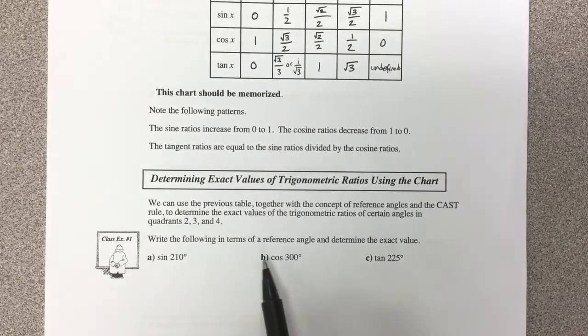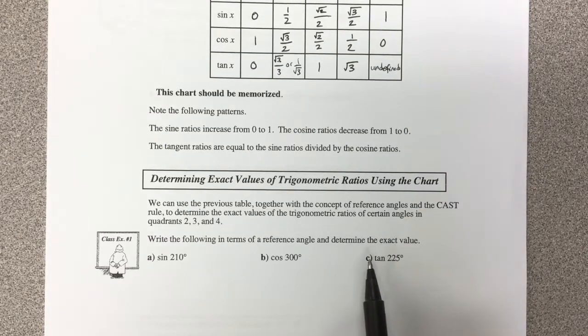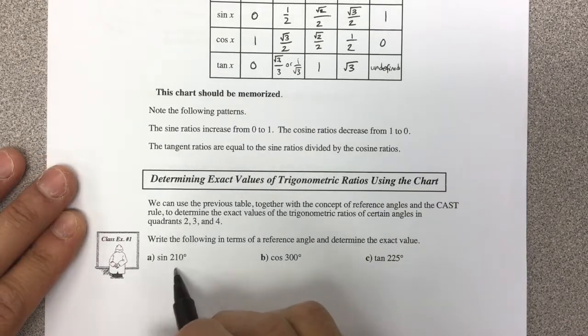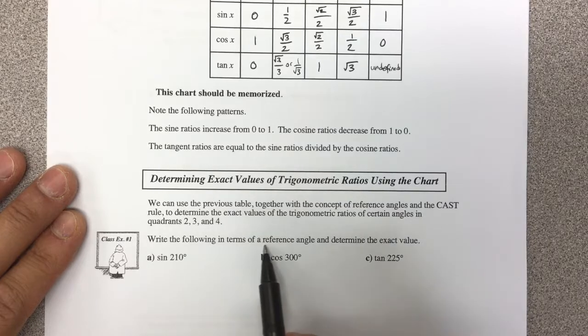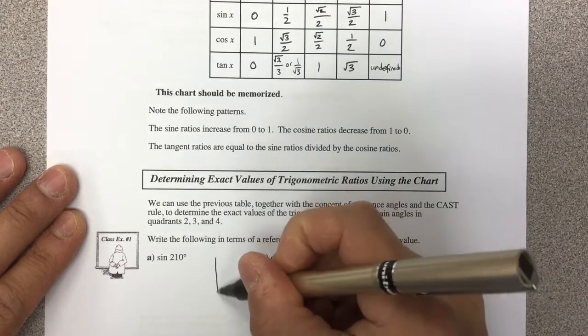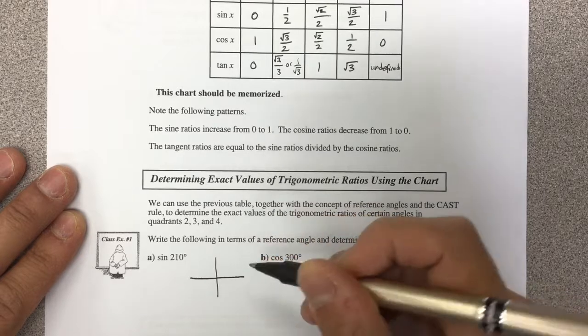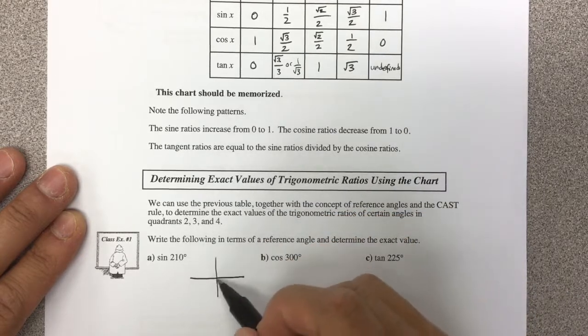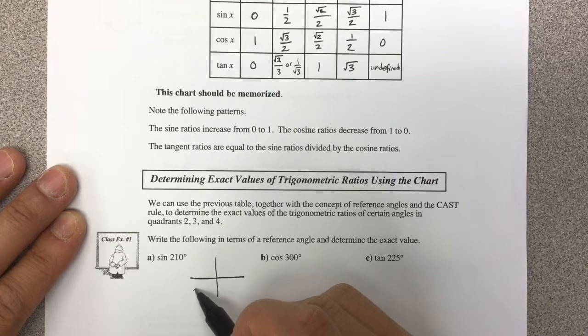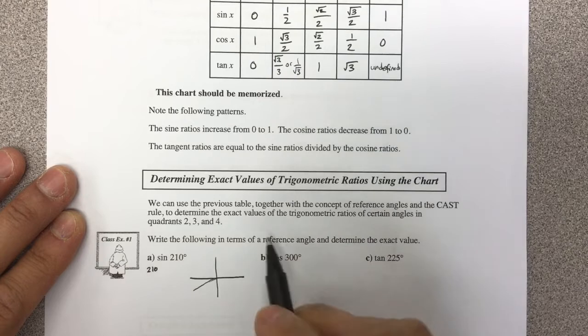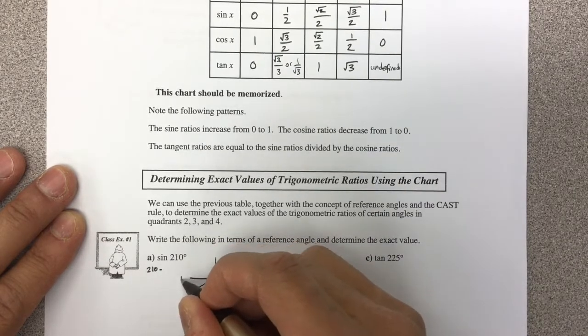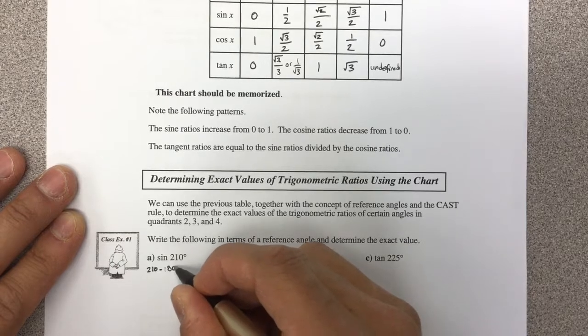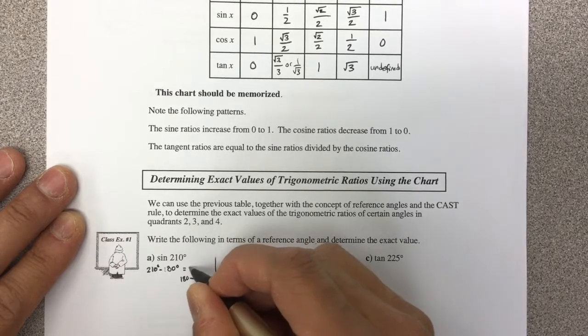So we want to write the following in terms of a reference angle, and then we want to determine the exact value. So if I have sine 210 degrees, first of all, we want to determine where it's going to be. So if I draw my Cartesian plane, and if I have 210 degrees, we know it's going to be somewhere over here. And if I find my reference angle, because we want to write it in terms of a reference angle, then we would have 210 degrees subtract 180 degrees, and that equals 30 degrees.